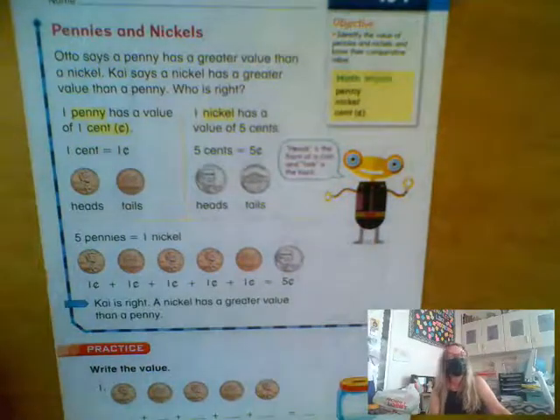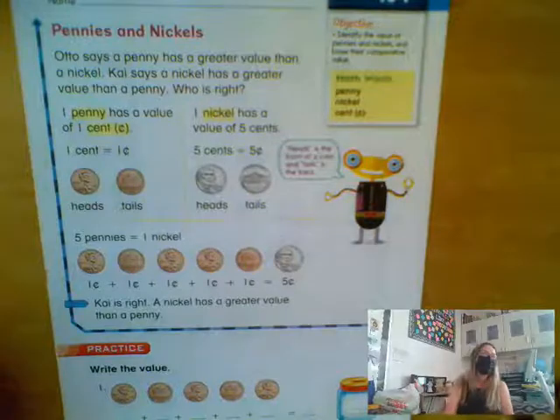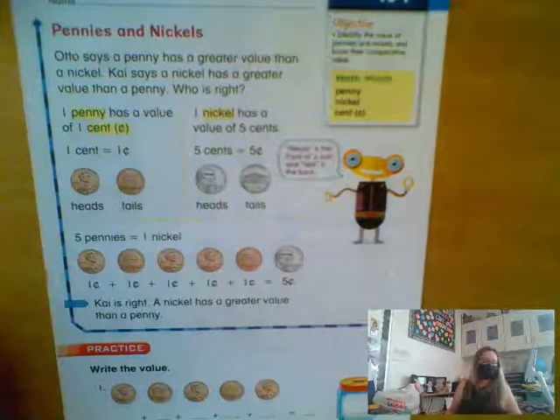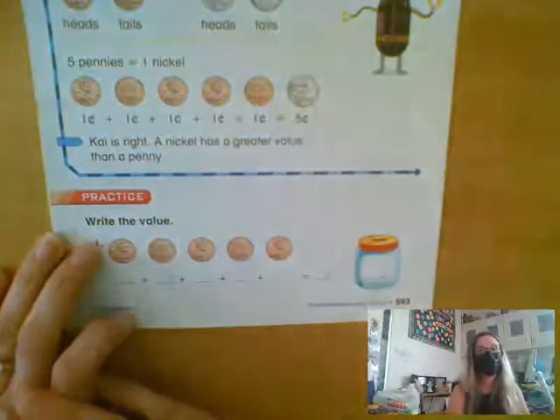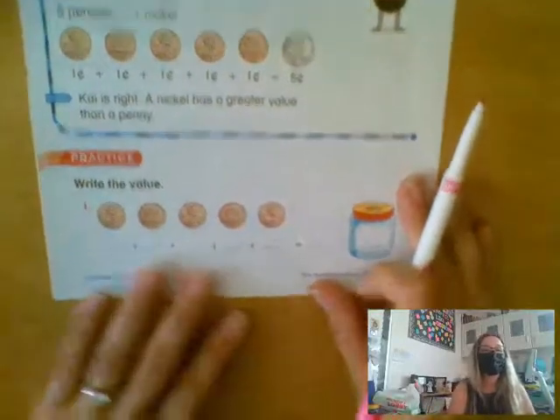What's worth more, a penny or a nickel, Dominic? A nickel. So Kai is correct. Okay? So here they're showing that you need 1, 2, 3, 4, 5 pennies to equal 1 nickel. So Kai is right. A nickel has a greater value.